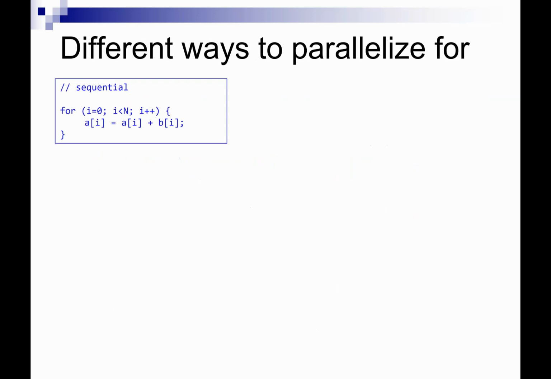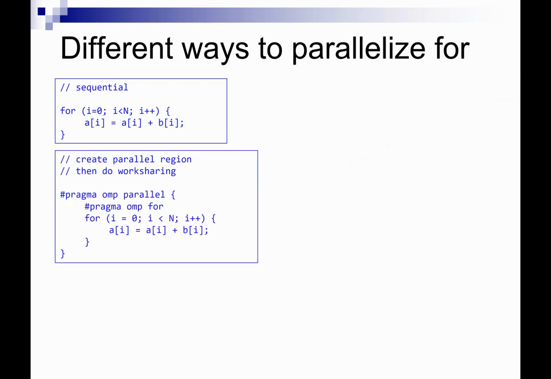Okay, so there are several different ways that you can write the parallel for, so I'm just gonna summarize them all over here, okay? First of all, you can just do a sequential for loop. So here you don't have any parallelism, right? You just have a normal for loop like this, okay?